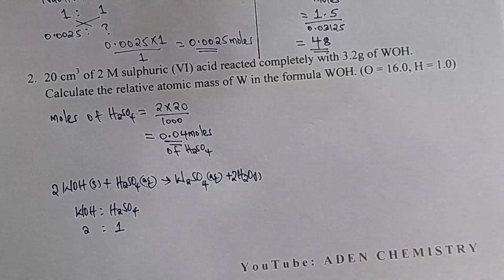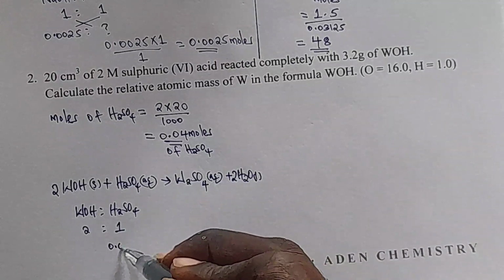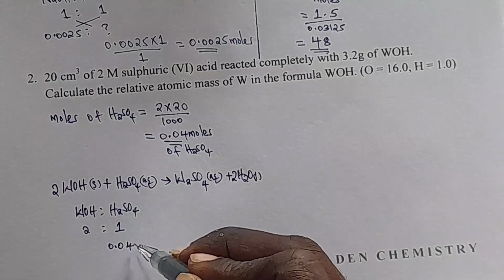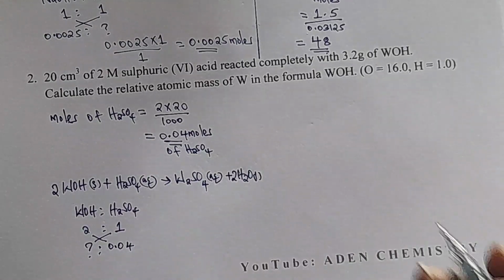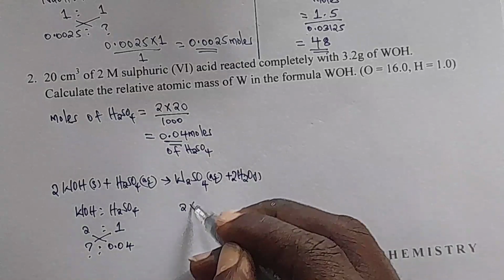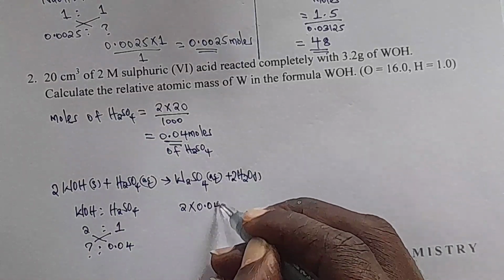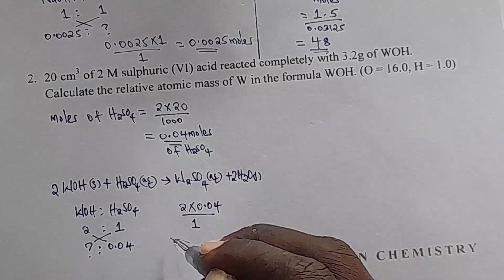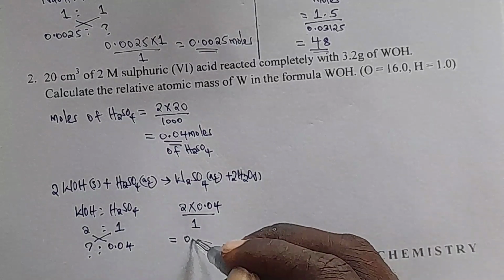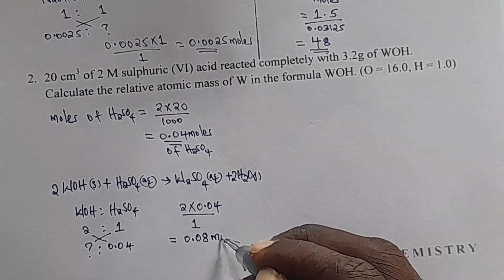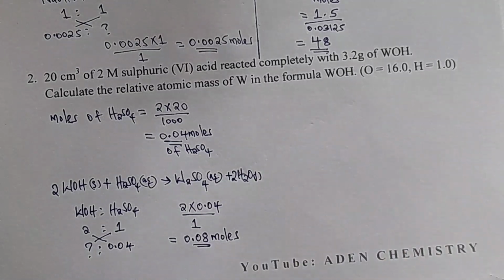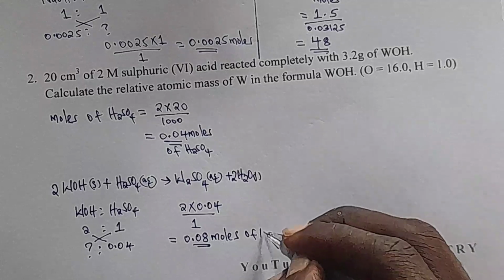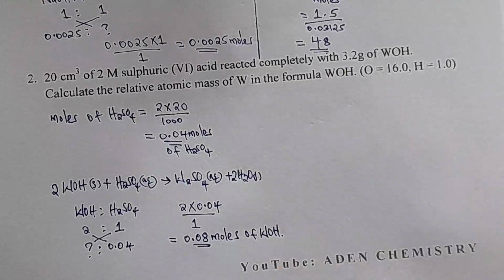Remember, we know the number of moles of sulfuric acid, which is 0.04 moles. So what about the number of moles of W hydroxide? We can cross multiply. There we are going to get 2 times 0.04 divided by 1. So here we are going to get 0.08 moles of W hydroxide. So now we know the number of moles of W hydroxide.